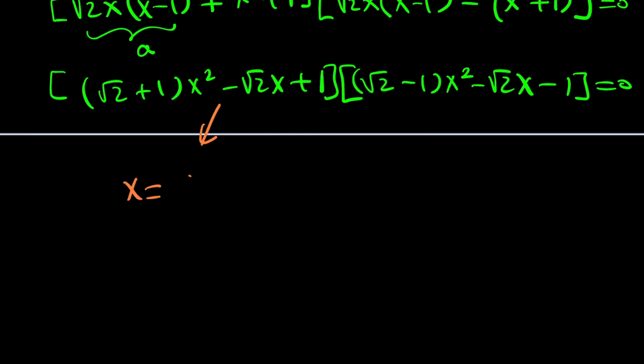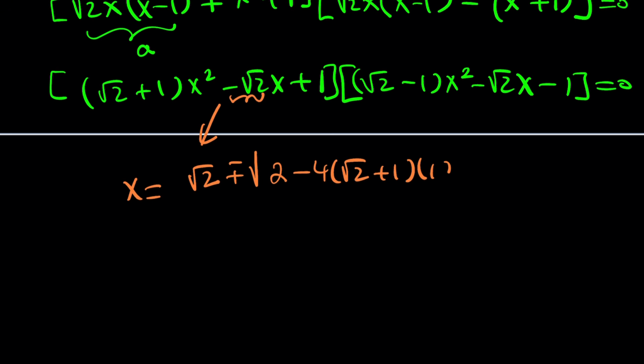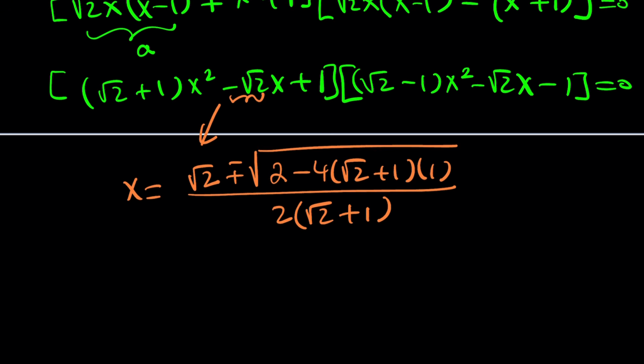X is equal to negative b. Notice that b is the coefficient of x, so we negate it. Plus minus the square root of b squared, which is 2, minus 4 times a times c. Okay, and then divided by 2a, which is 2 times square root of 2 plus 1. This should be the answer.